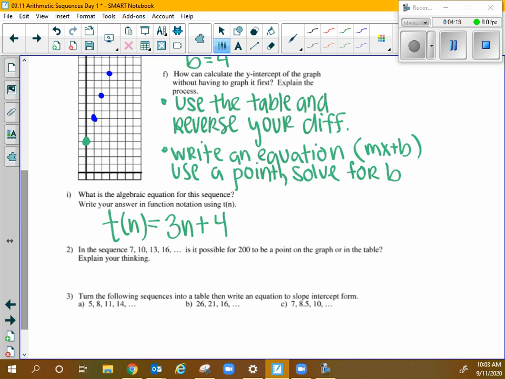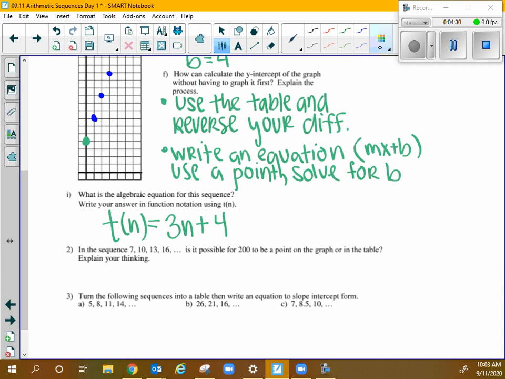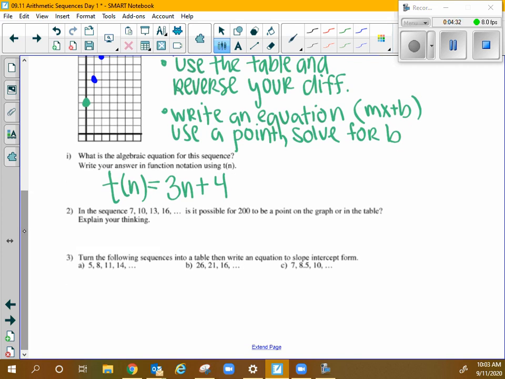So that sounds crazy, right? It's brand new, but what we're talking about is writing an equation for a sequence. So in the sequence 7, 10, 13, 16, is it possible for 200 to be one of your terms? Yes. How could we figure it out? I can't do 200 divided by 3. What was my sequence? What was the equation?